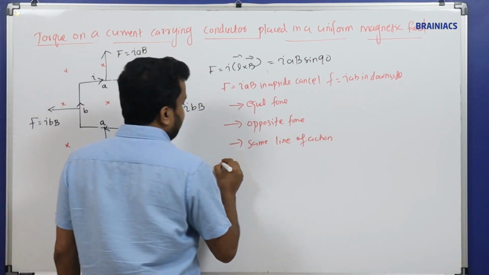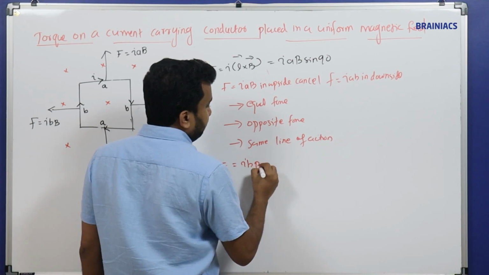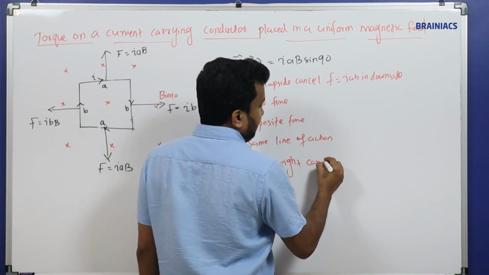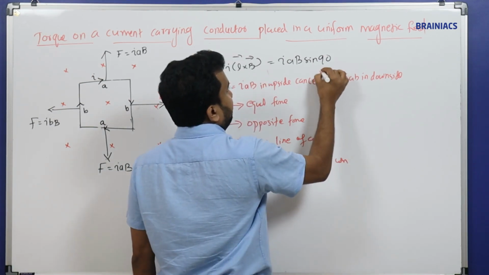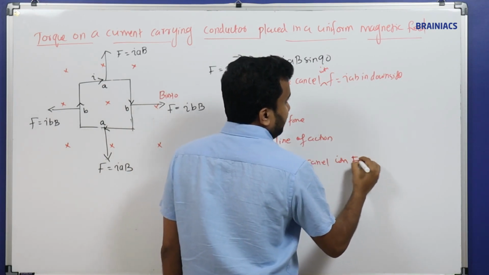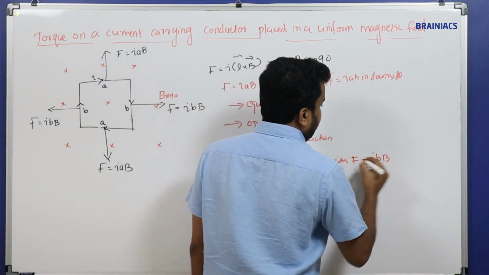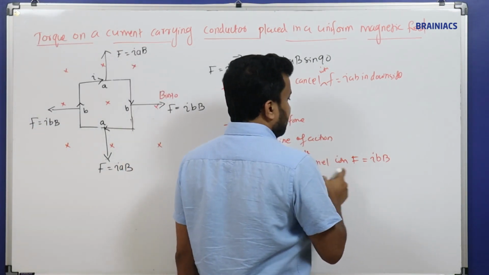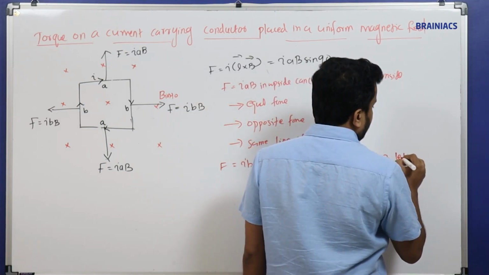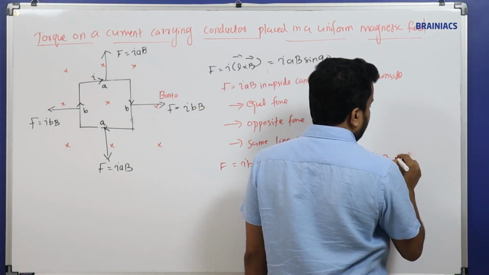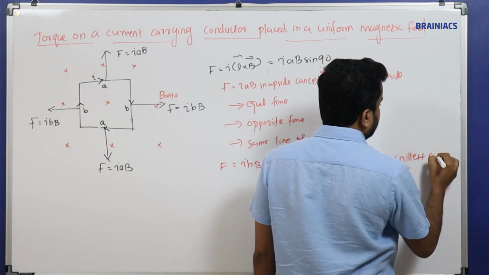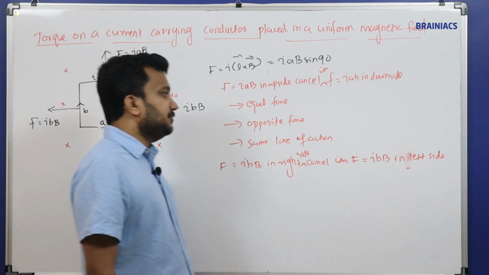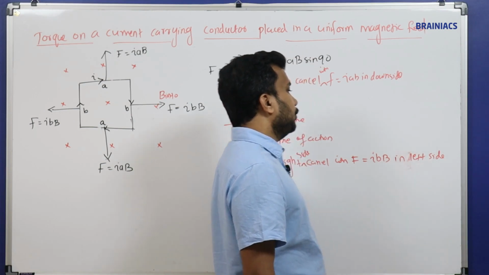And the same case is applicable for F is equal to IBB on the right side. F is equal to IBB on the right side cancels with F is equal to IBB on the left side. Okay, so both forces will get cancelled.